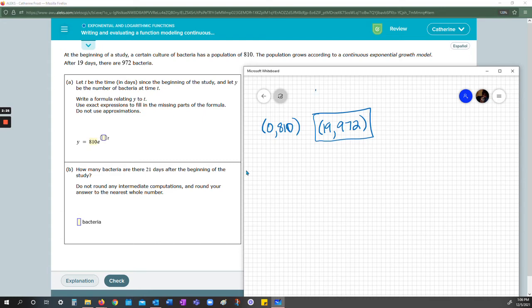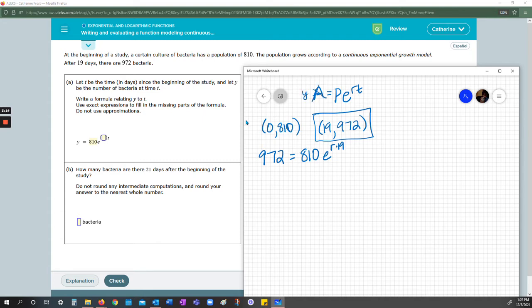So for the general form, I just think of the continuous compound interest formula, A equals P e to the RT. But this is applicable to any situation where you have continuous exponential growth or decay. The P is your initial amount, R is the rate of growth or decay, and A is the final amount. Okay, so we now know that after T equals 19, our final amount is 972. So plugging that in, 972 is equal to 810, P, e to the R, we don't know R, times T, which is 19 days. By the way, they're using Y here instead of an A, obviously.